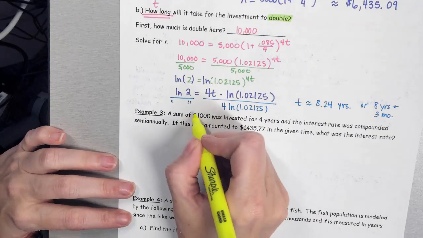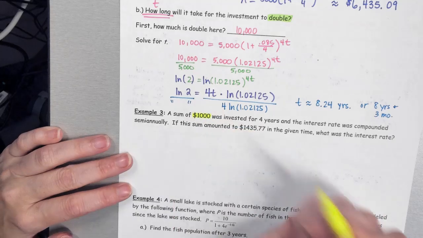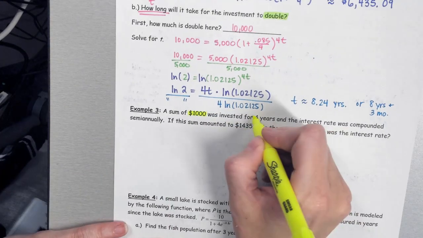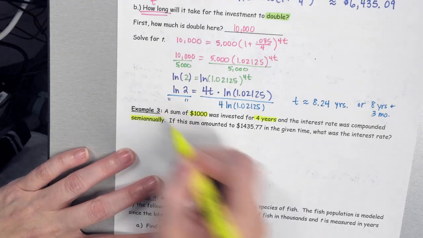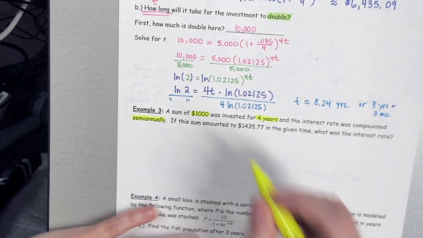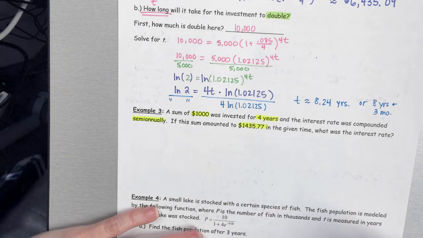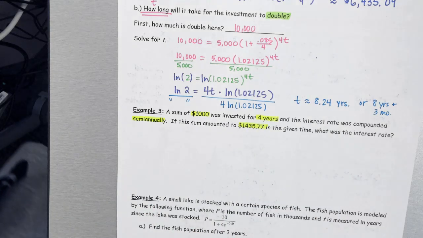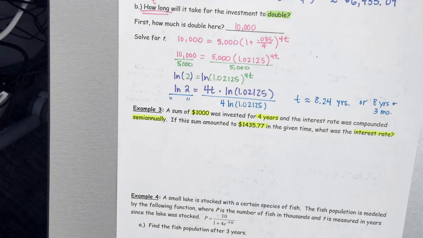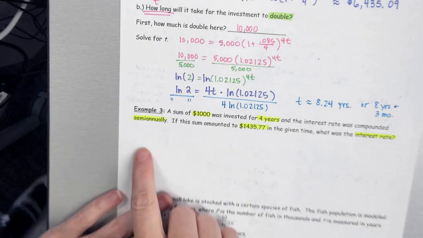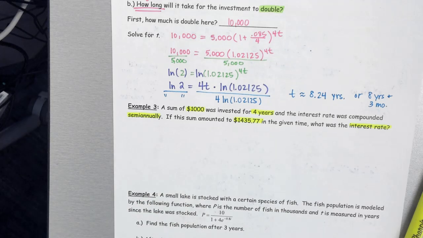Okay, all right, so for example 3, you have a sum of $1,000 invested for 4 years, and the interest rate was compounded semi-annually. If the sum amounted to $1,435.77, what was the interest rate? Okay, so I want you to try to set up your equation based on your information, and then we'll solve it together.